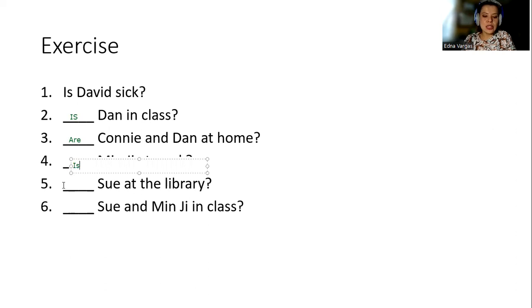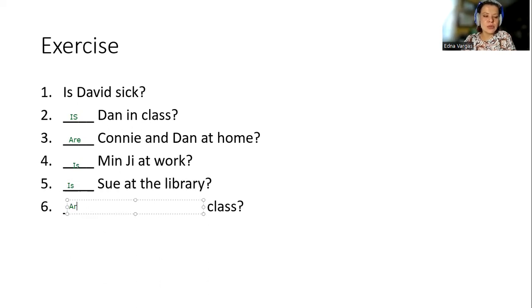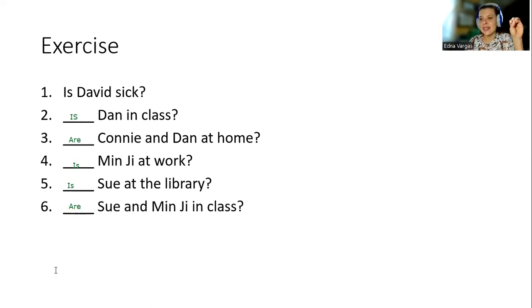And then for Sue I'm going to use "is" because it's one person. And Sue and Minji are two, so they are going to be "are". So I'm going to read the complete questions so you can practice the pronunciation at home, something like this.